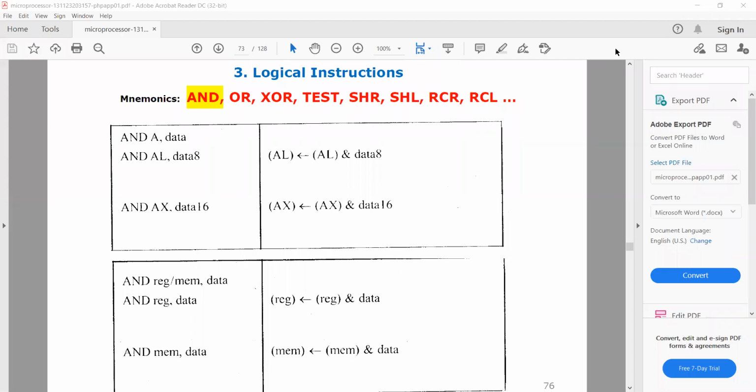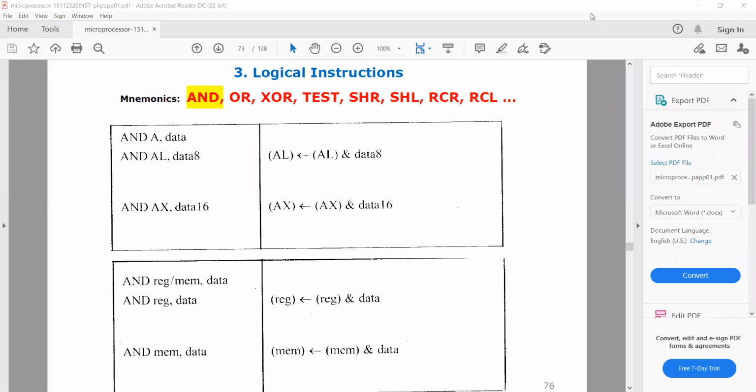What are all the different logical operations that we have? AND operation is a logical operation, and OR, XOR, shifting, rotating, these are all called logical operations. The instructions that perform these logical operations are nothing but logical instructions. The different logical instructions that the 8086 microprocessor supports are given here.